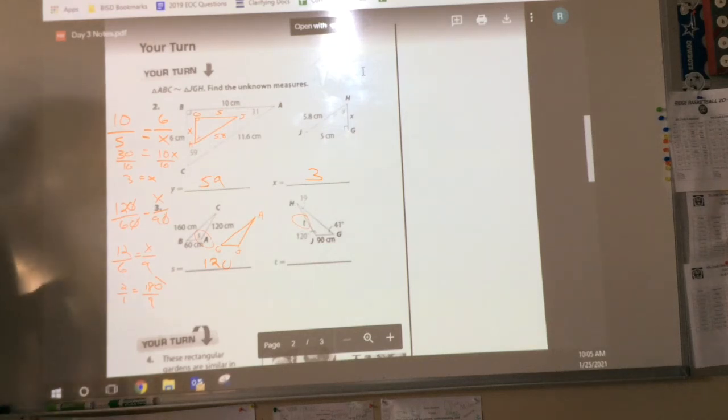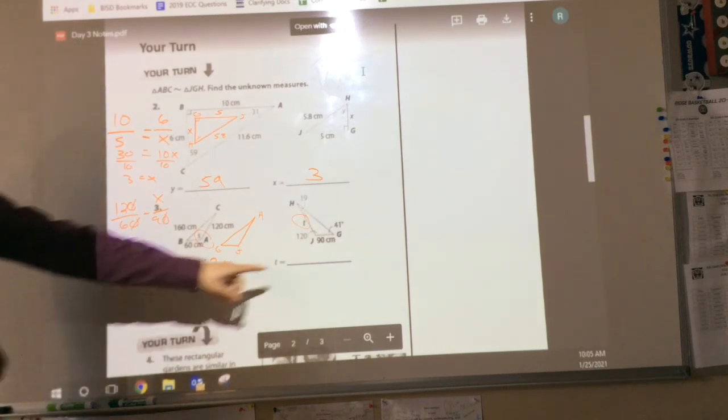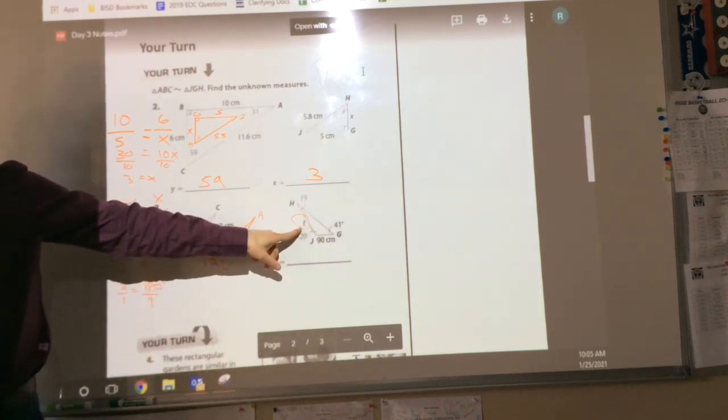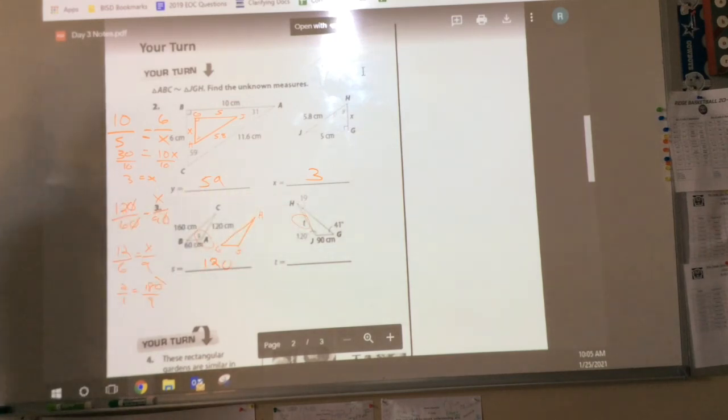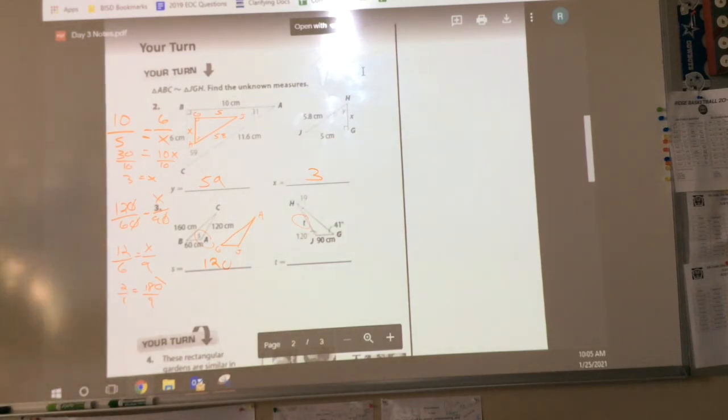Zana, what'd you get? 180. Huh? You think 18? So you think that this is 90 centimeters and this one's 18 centimeters? You're right. You're absolutely there. 180 is the correct answer, but 18 and 180 just missed the 0, right?